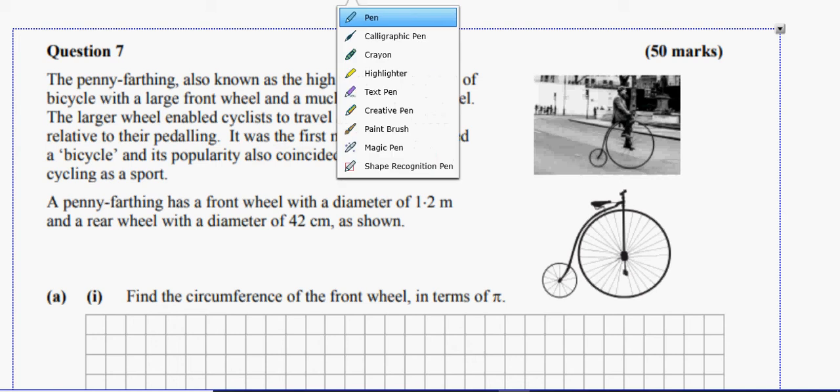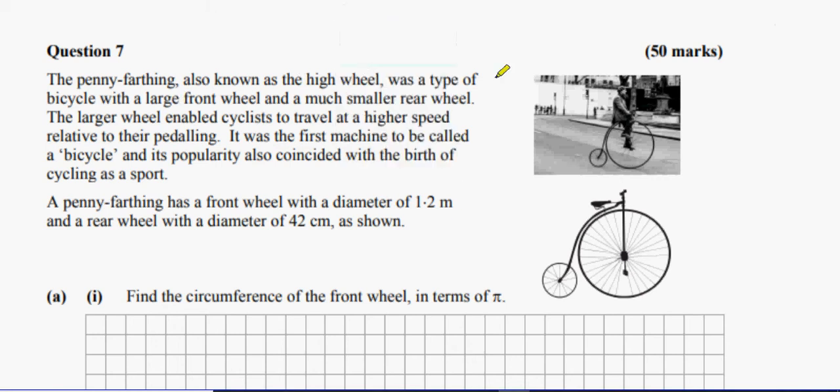Okay, now here's what we're looking at. Penny Farthing, top of the bicycle, front wheel, large wheel. Yep. The first machine we call the bicycle is popular. Okay, all of that doesn't matter.